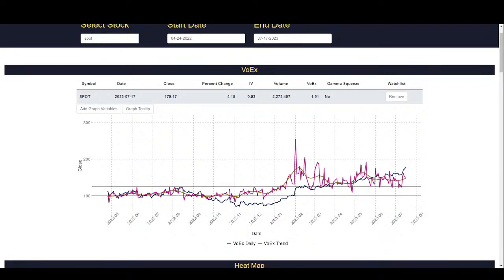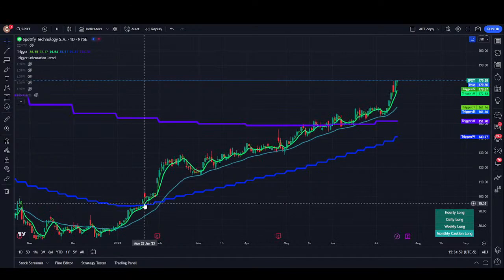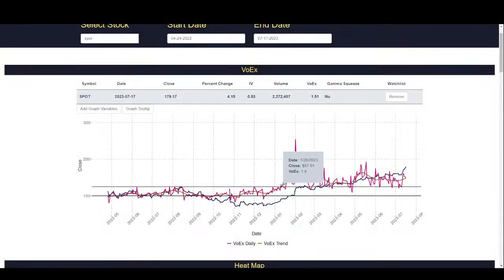All right, so also I just want to note, it is very interesting that price broke above the weekly trigger on the day that Voex moved into the inhibition zone. Let's move on to Palantir now.